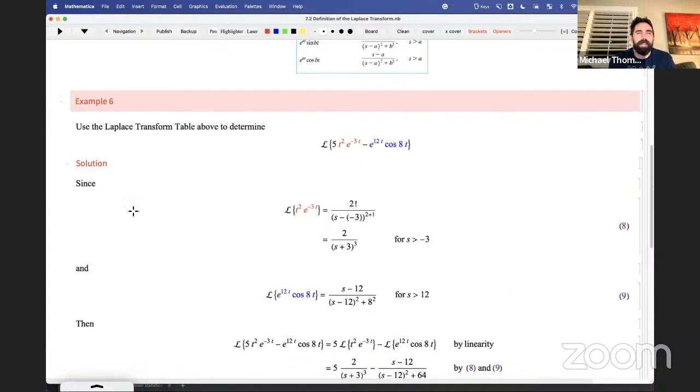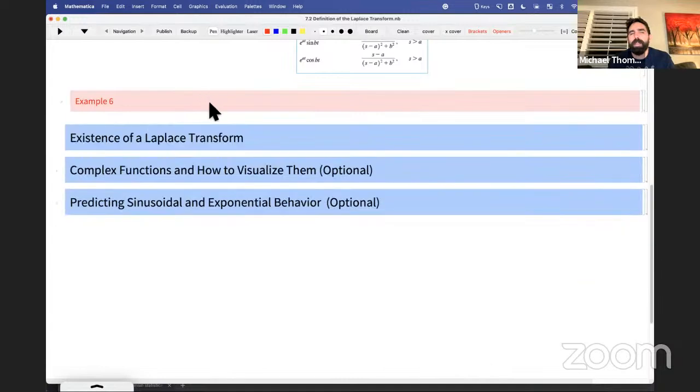Okay. So yeah, there'll be some problems where they just have you use the table.